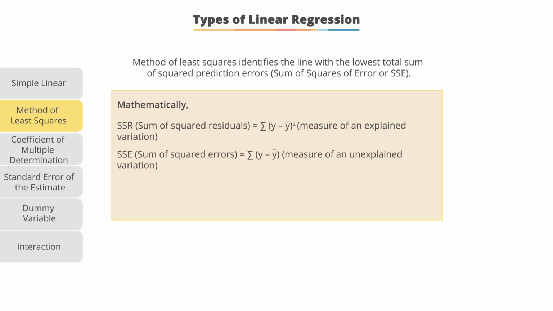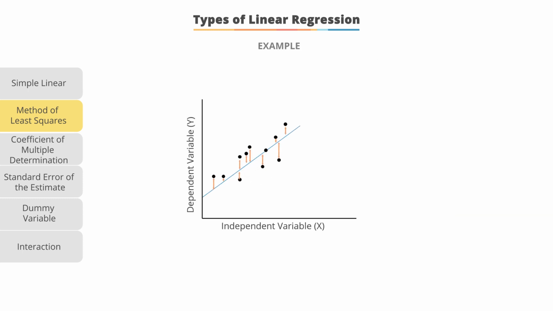Now when we look at the sum of squared errors, we have the sum of y minus y hat, which is that measure of unexplained variation. And so that's what we're trying to minimize. And then lastly, we have the total sum of squares, which is the sum of squared residuals plus the sum of squared error. So let's look at an example of linear regression.